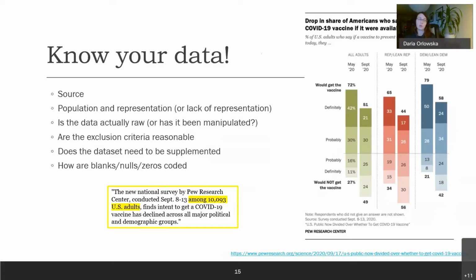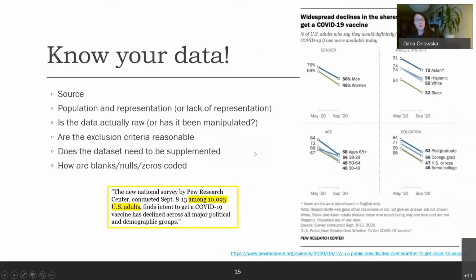We also have a note that respondents who did not give an answer were not shown. So we don't know how many people just decided not to respond. When looking at additional graphs within this study, we can see the percentage of who was surveyed, but we would have to extrapolate the raw numbers to see if they were representative of the population.